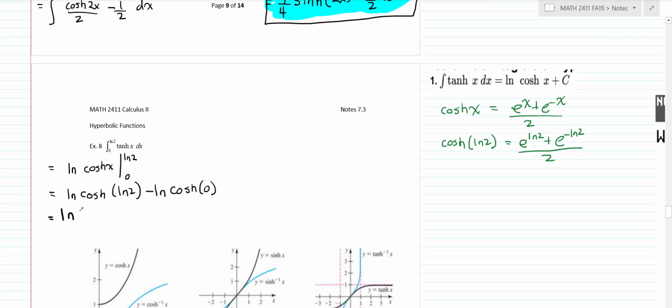Now, I still have the logarithm, but I'll have e to the ln 2 plus e to the negative ln 2 all over 2. And then we'll deal with that in just a few minutes.